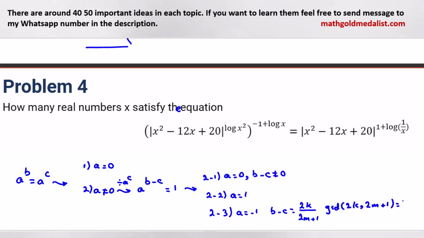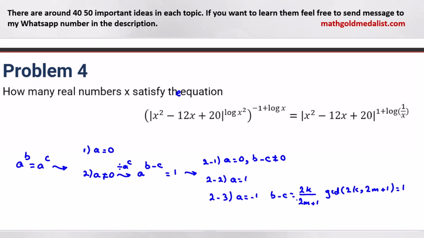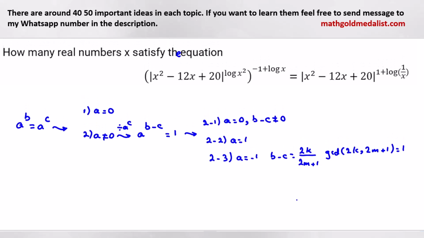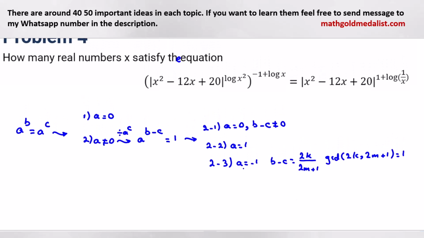Means if it is a fraction, a rational number, if you simplify as much as you can, it should be even over odd. So we should check these four cases, but a cannot be negative 1 here, because a is the absolute value of x squared minus 12x plus 20. So a is at least 0, because absolute value is at least 0. So we don't need to check case 2, 3. So we have to check only case 1, case 2, 1, case 2, 2.